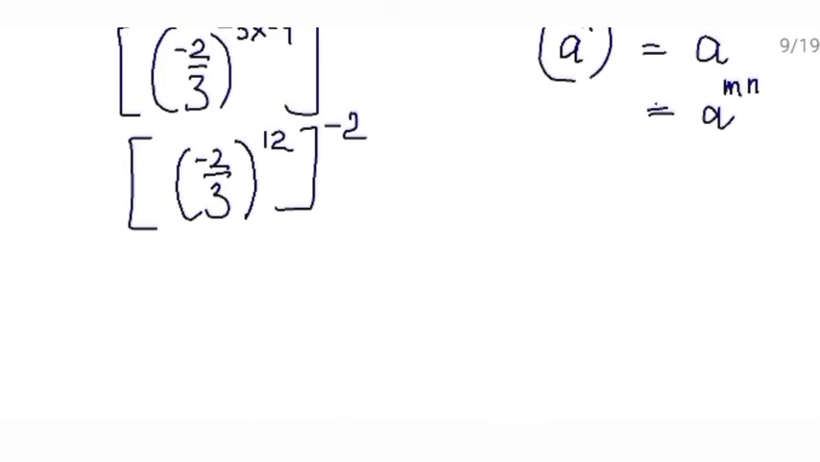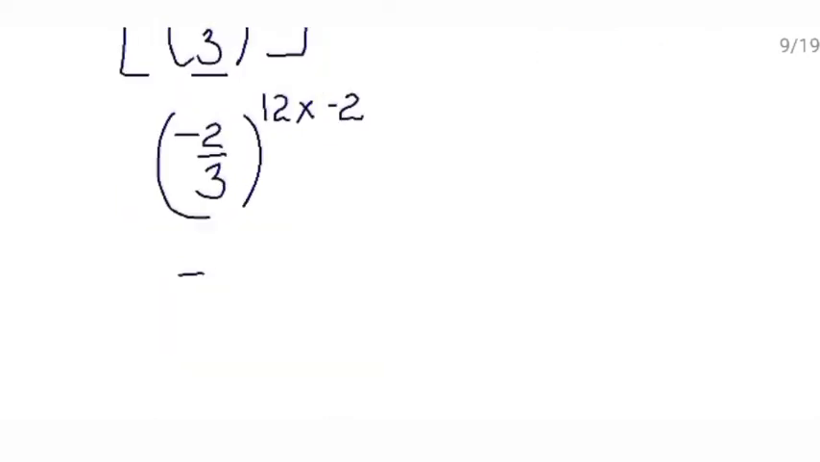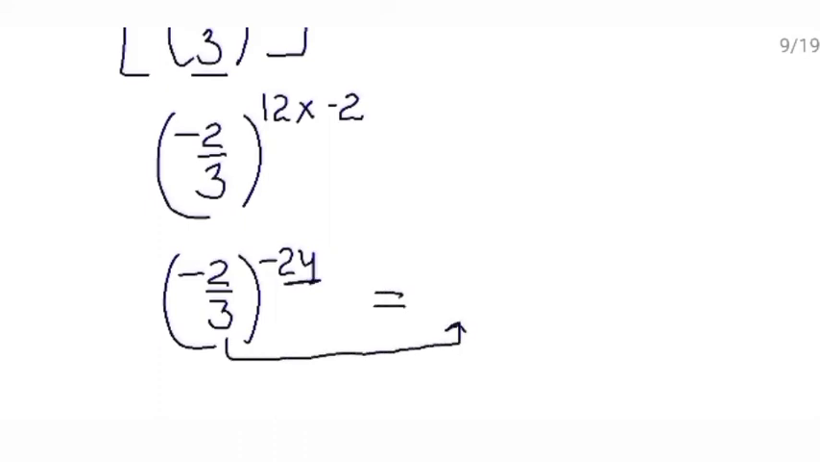Now again this is in the form of base and then power and then again whole power. So we will multiply these powers, or we can say exponents. So simply write the base and the powers, which we call exponents, will be multiplied. This will become minus 2 upon 3 raised to the power minus 24. They were asking for the positive exponent. So we will write the reciprocal of the base.